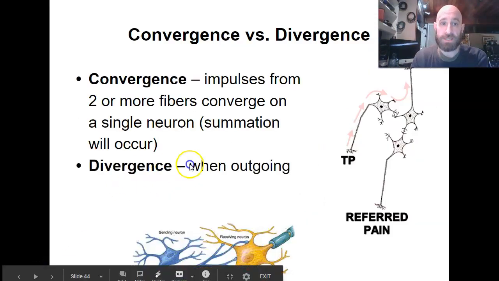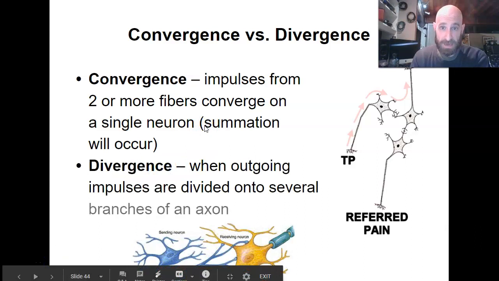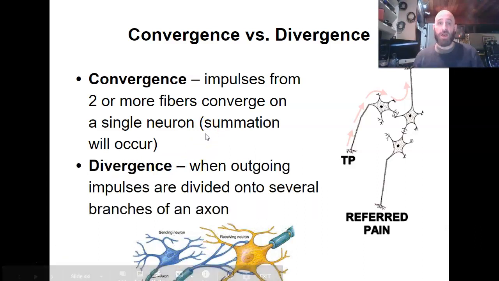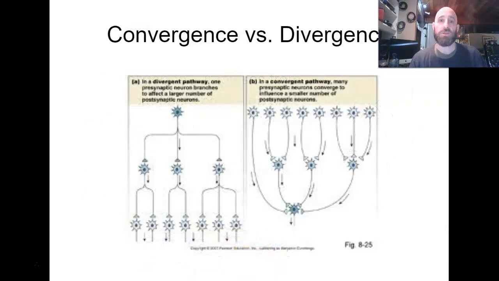The second possibility there would be divergence. And divergence is just the opposite idea. You have multiple neurons being stimulated by one single neuron. So when a single impulse is divided onto several branches of an axon, think of a motor unit, right? A motor unit is all of the muscle fibers that are innervated by a single neuron, and that is divergence. So this diagram really shows it to you pretty well.